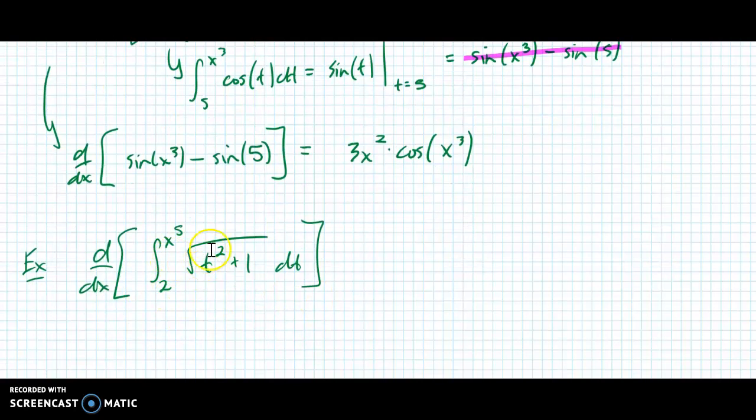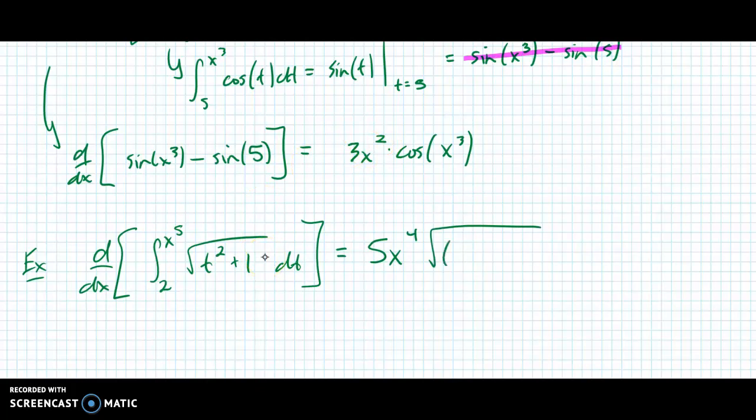Here, root of t squared plus 1. At least given what I've taught you so far in this course, you don't know how to integrate that. It's more complicated than what we've gotten into. So I can't integrate it. Instead, I'm going to do the derivative using second FTC. So what do I do? Well, I need to do the chain rule piece out front. That would be 5x to the 4th. That's the same as this piece right here. And then what I need to do is go f of x to the 5th.